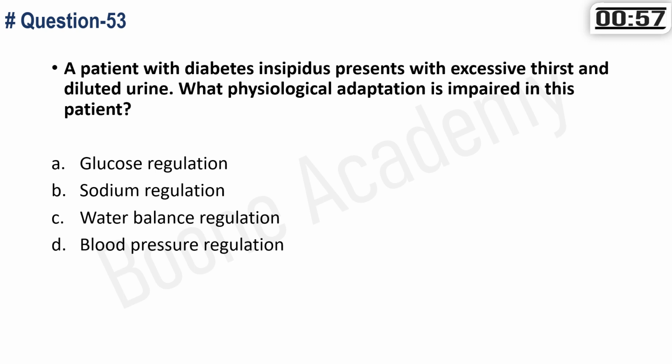Question 53. A patient with diabetes insipidus presents with excessive thirst and diluted urine. What physiological adaptation is impaired in this patient? A. Glucose regulation. B. Sodium regulation. C. Water balance regulation. D. Blood pressure regulation. You have 1 minute to answer your question.